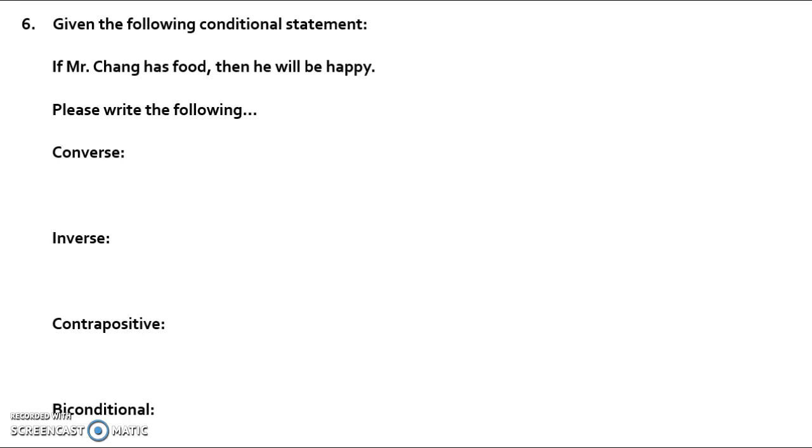Given the following conditional statement, we must write the converse, inverse, contrapositive, and biconditional. If Mr. Chang has food, then he will be happy. The hypothesis of the statement is Mr. Chang has food, and the conclusion is he will be happy. To write the converse, I need to flip or switch my hypothesis and conclusion.